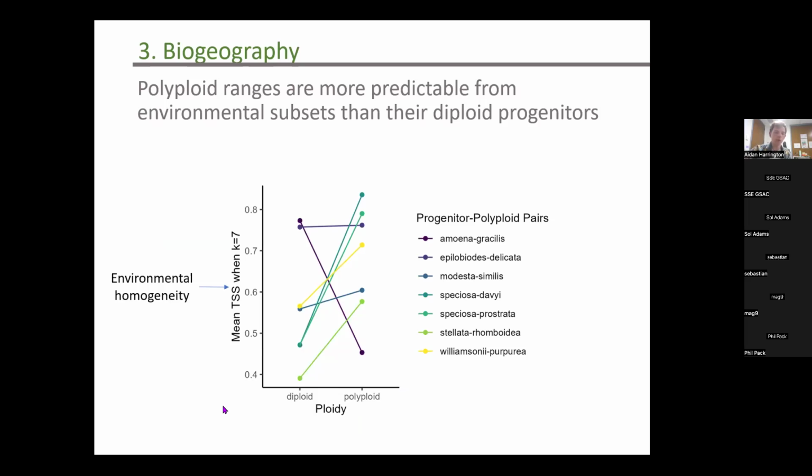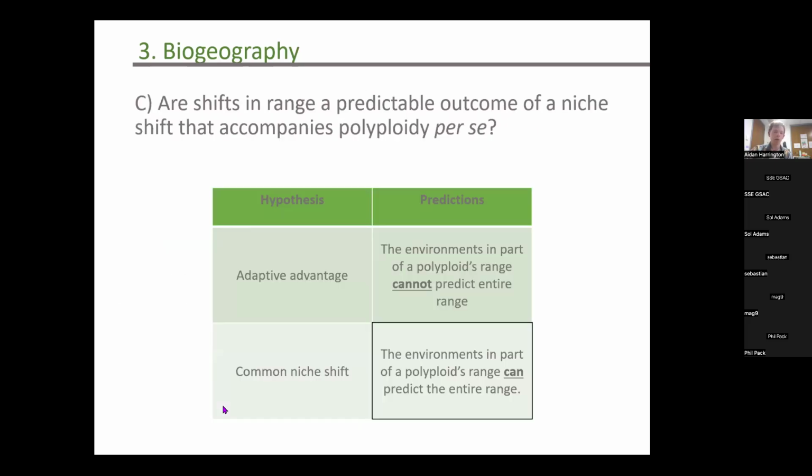So when going from diploid to polyploid, we find that the polyploids in general are more predictable from subsets of their range than the diploids, with the exception of this one case here, the Amina gracilis pair. So what this really seems to show, with an exception, is that polyploid ranges are more predictable from a very narrow environmental subset of their whole range compared to diploids. So again, this does not really support the adaptive advantage hypothesis, because diploids seem to inhabit more varied environments, even though their ranges may often be smaller than some polyploids.